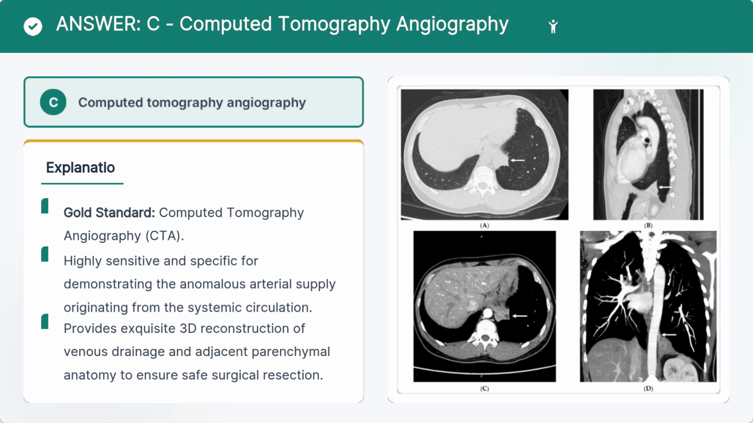Knowing the precise number, origin, and course of all feeding vessels before entering the operating room is essential, because multiple feeding arteries are present in approximately 15% of cases, and any unidentified vessel represents a serious hemorrhage risk during resection.